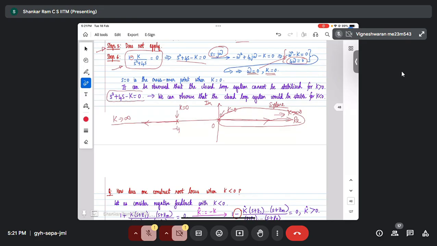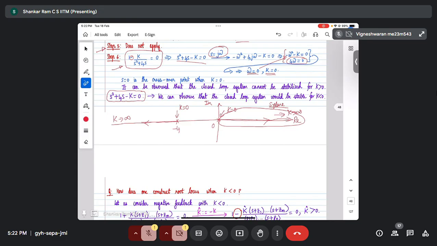That can also be readily figured out by considering the closed loop characteristic equation, which is s squared plus 4s minus k equals 0. Recollect the necessary and sufficient condition for a second order polynomial to be Hurwitz, which we discussed yesterday. All coefficients must be non-zero and of the same sign. So all three coefficients can be positive or all three can be negative.